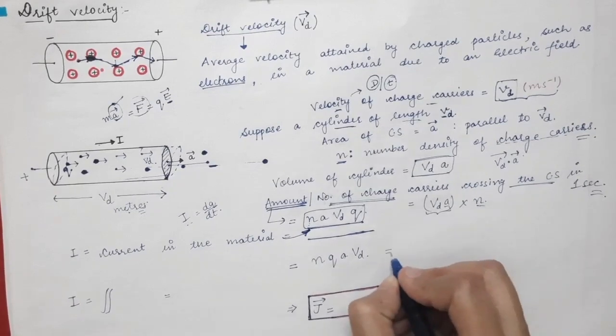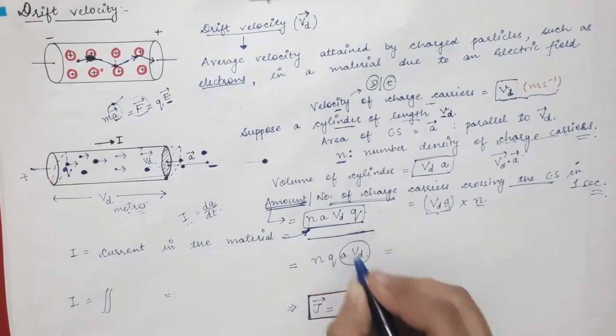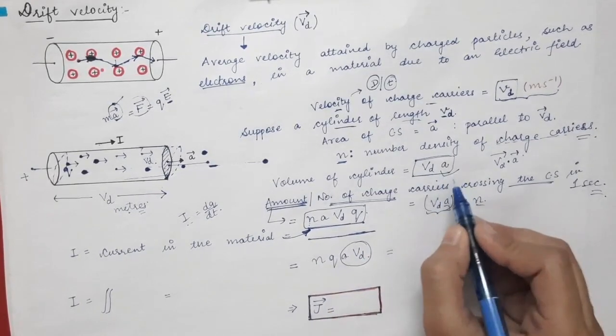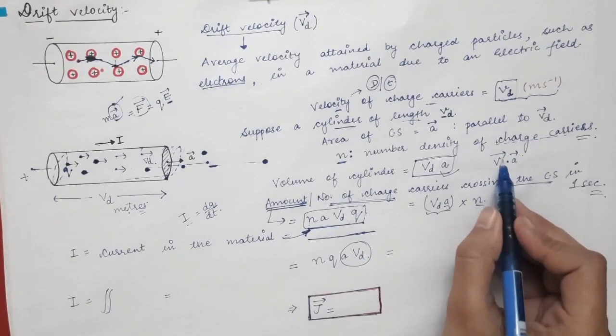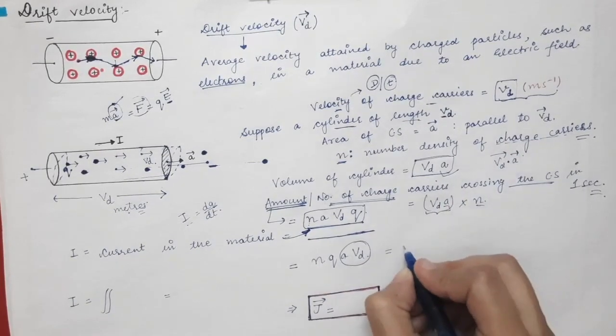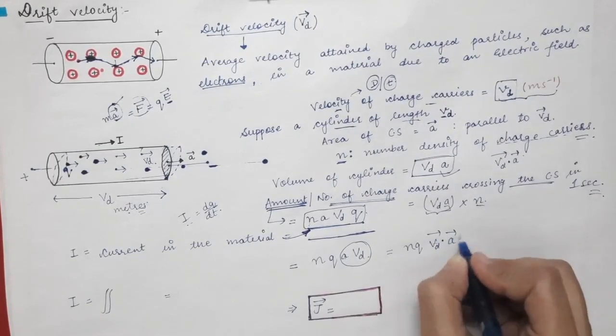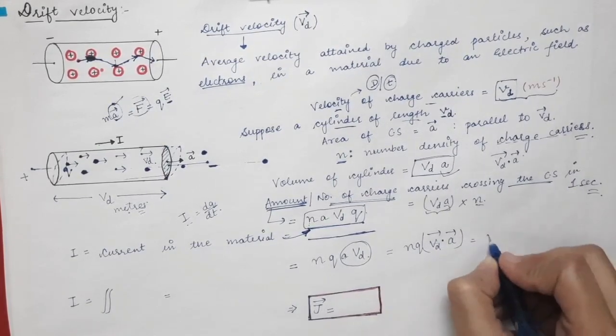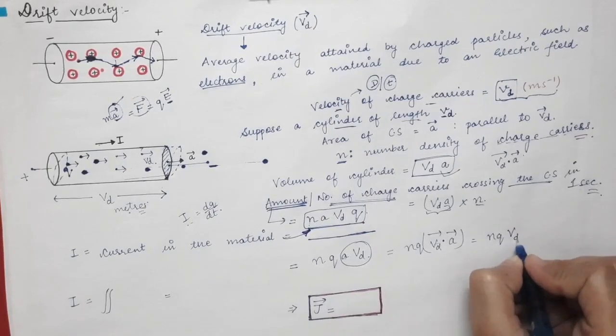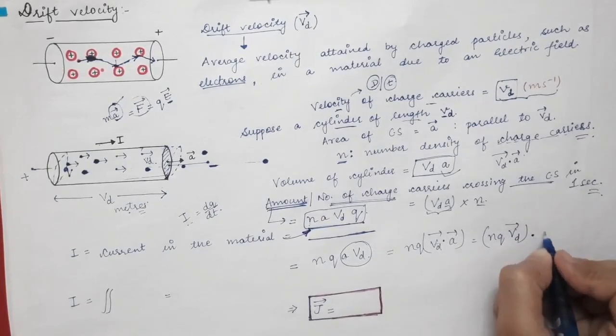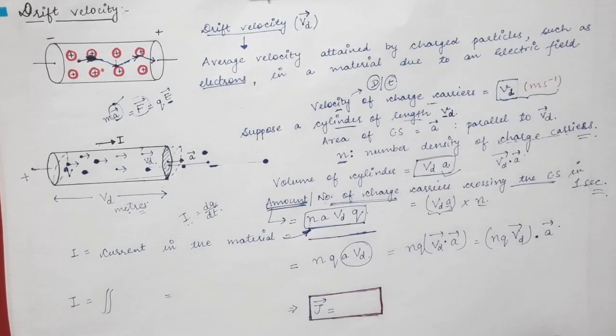So this can also be written as, this expression, as we have said, can also be written as Vd vector dot product with A vector. The first 3 terms we can club and dot product with A vector.